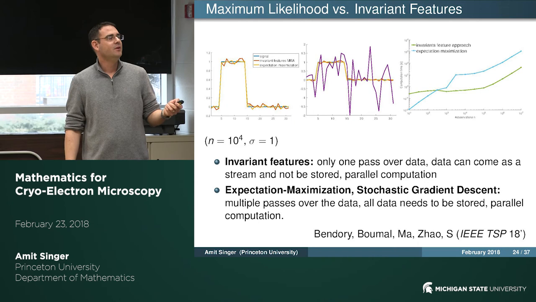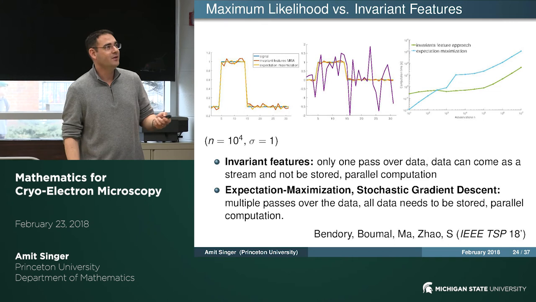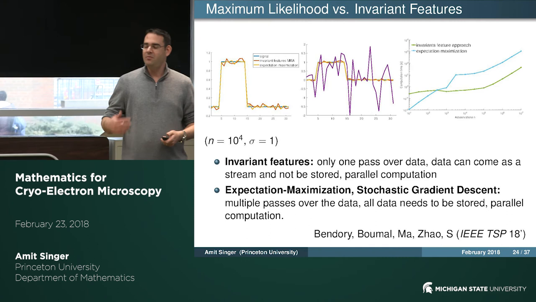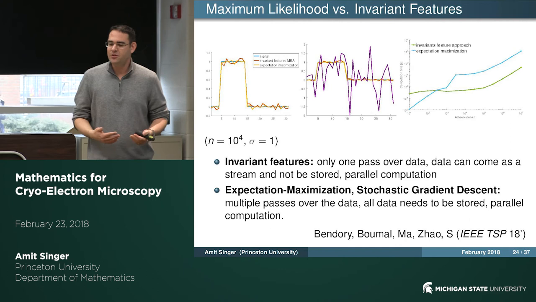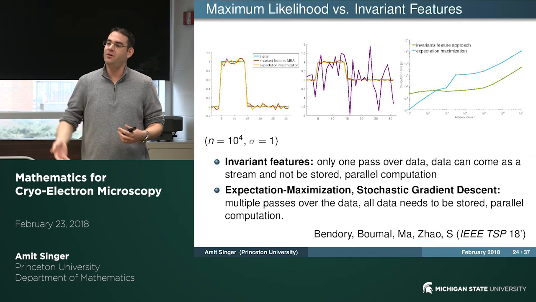So this is the running time of EM as a function of the number of measurements. And that's the running time of the invariant feature approach. And this is in log scale, okay, so there is another order of magnitude difference. The reason is because you don't need to go through the data multiple times. Basically, what I just showed is a method of moments approach instead of maximum likelihood. You just need to compute moments from the data, and to compute the moment statistics, you just need to go through the data only once. You want to compute the average bispectrum.